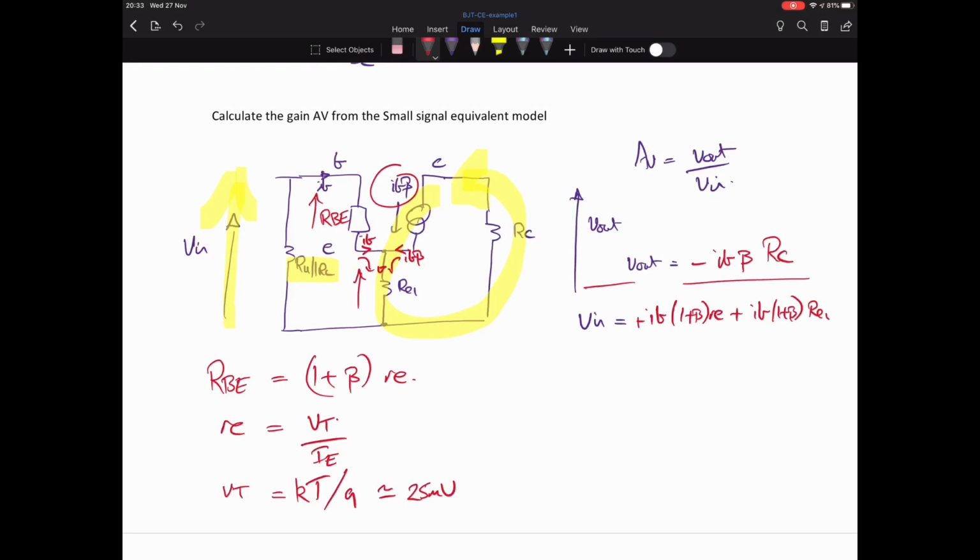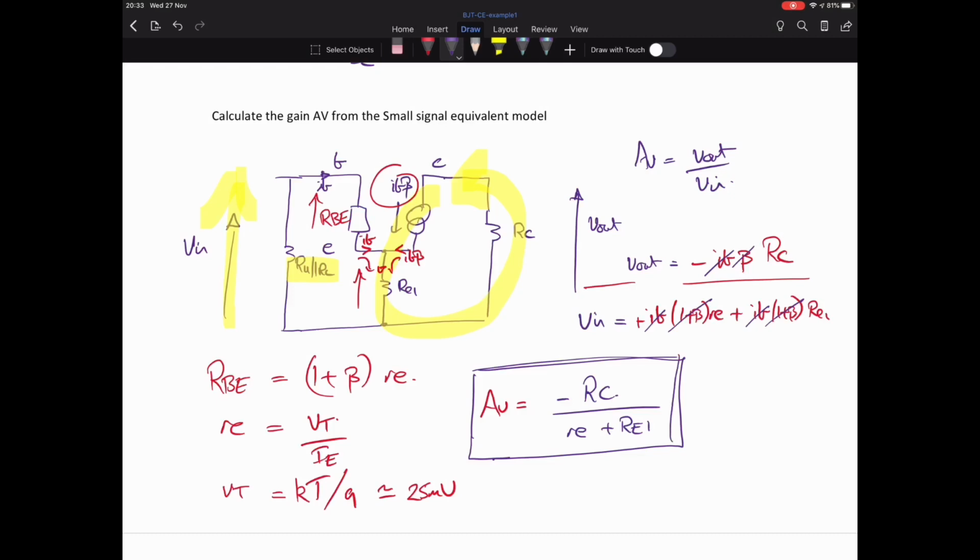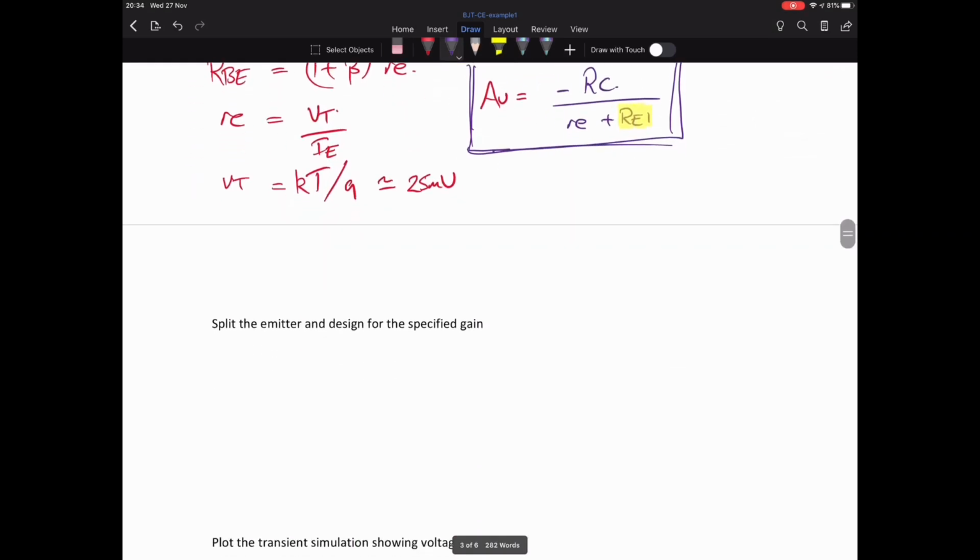So if we just divide those two equations together, we can see what cancels, because there's an awful lot of the same term in everything. So where do we start? IB is in every term, so it cancels. Beta and beta plus 1 are basically the same value, so they cancel. So we're now left with gain, AV, is minus RC over little RE plus RE1. This is a fundamental equation which shows us the gain when you have feedback. So it's not the maximum gain of the circuit, it's gain that's controlled. And we're controlling it with the value of RE1.